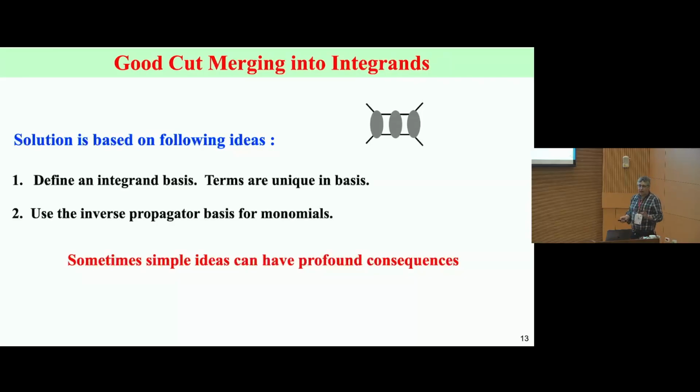The first thing, and this is the key, is you've got to have a basis. A basis is very powerful because every term is unique if you can define a basis. So you need a concept of an integrand basis. And to make cuts work very easily, for the monomials that are in the numerators, you want to use what's called the inverse propagator basis. These two bases: one is the integrand, and one is the monomials that are in the numerator.